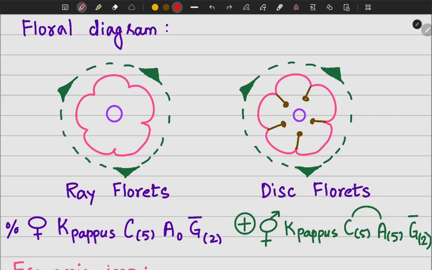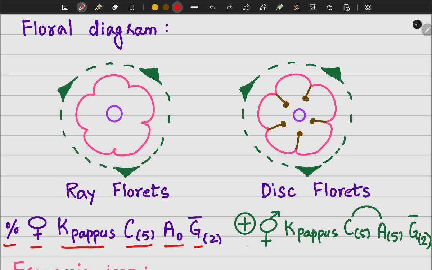Now let us look at their floral formula. For ray florets, we know that they are zygomorphic, female, calyx is pappus. We cannot count the bristles in the pappus, so we just write the pappus beneath the K, which is the symbol for calyx. Then corolla are 5 and fused. Androecium is absent, so we will write 0. Gynoecium with inferior ovary, so there's a line under G, and bicarpellary syncarpous ovary is shown here.